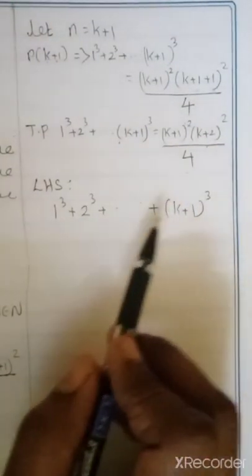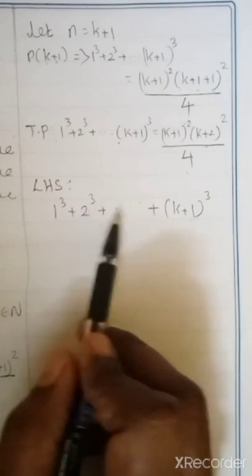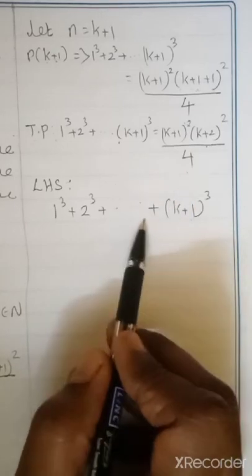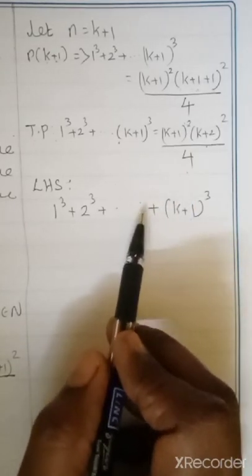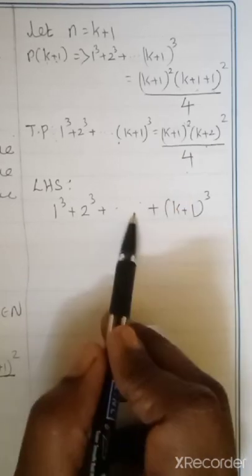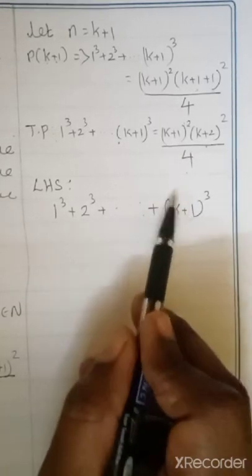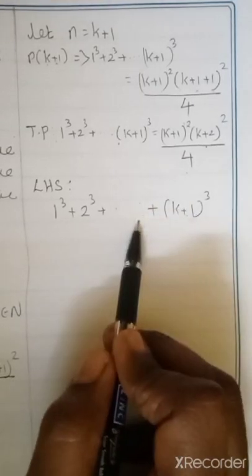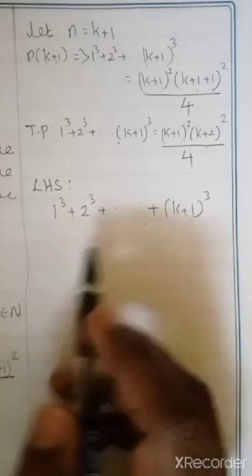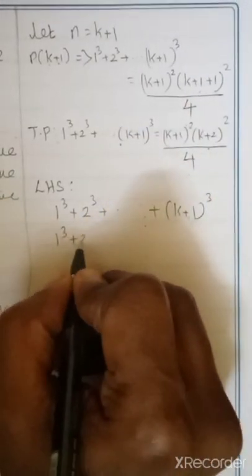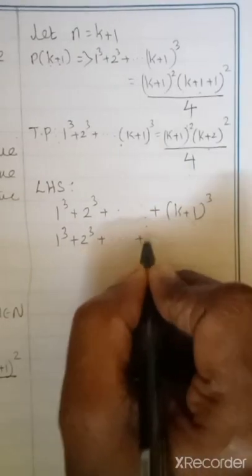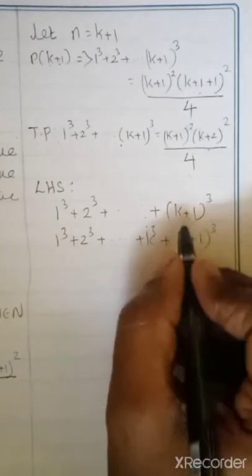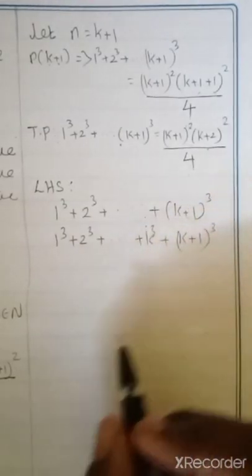Is that okay? So we took the left hand side. Now tell me, 1 cube, 2 cube, etc., up to k plus 1 the whole cube. For this k plus 1, what will be the previous term? For example, suppose here it is 10, the previous term will be 9. If here it is 11, the previous term will be 10. So generally, for k plus 1, the previous term will be k, correct? So again, we can write this as 1 cube, 2 cube, etc., the previous term k cube, plus k plus 1 the whole cube. Correct? For this term, the previous term is k cube.